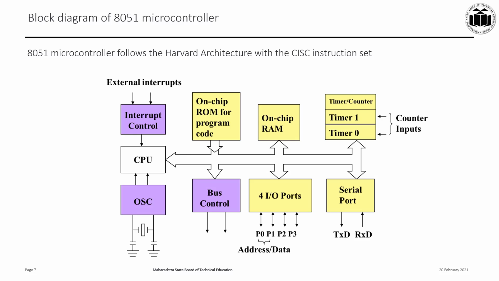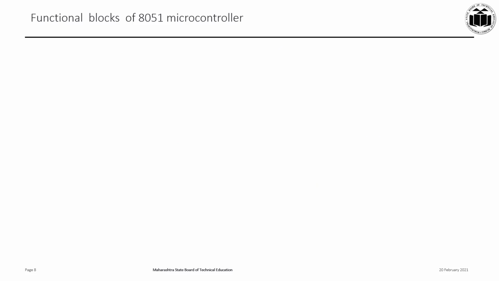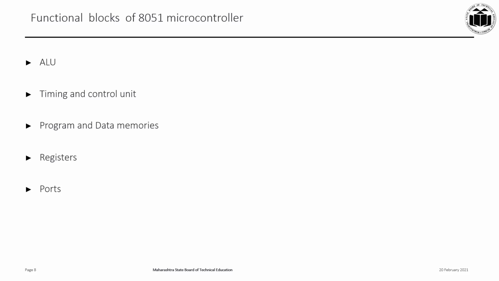In the diagram here shown, we can see that the system bus connects all the support devices to the CPU or the central processing unit. The system bus consists of an 8-bit data bus, a 16-bit address bus, and a bus control signal. All other devices like program memory, ports, data memory, serial interface, the interrupt control, timers, and the CPU are all interfaced together through the system bus. The different functional blocks of the 8051 microcontroller are the arithmetic logic unit, the timing and control unit, program and data memories, the registers, and the ports.